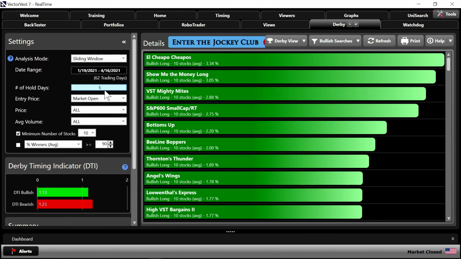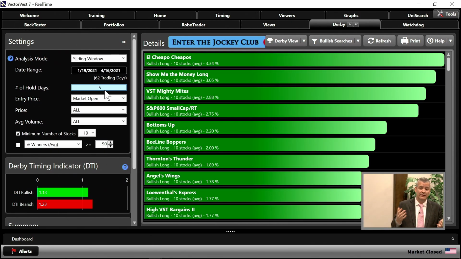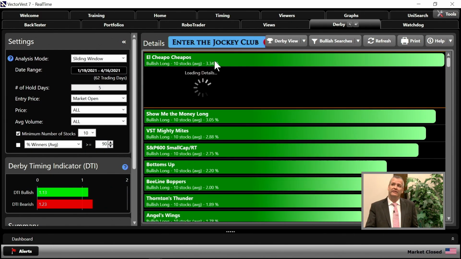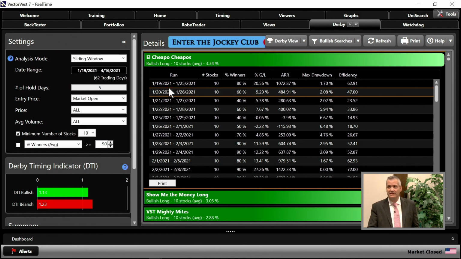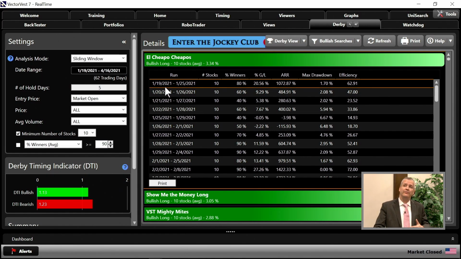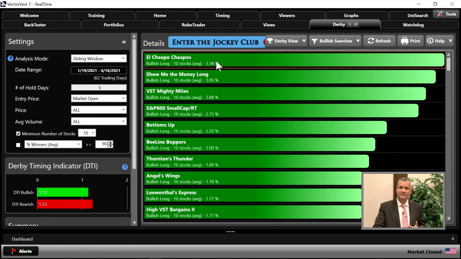Again, so for 2 reasons. It eliminates market bias in terms of direction, and it also would find strategies that do a really good job of making money in just that very first week. In fact, the best. So at the top of this list, we have a different strategy, right? Cheapos, followed by Show Me the Money Long. And if I click on one, it'll show you the test bed. So you can see the first run, instead of running all the way to today, it just went from 119 to 225, right? But it was the most consistent strategy over that period of time.